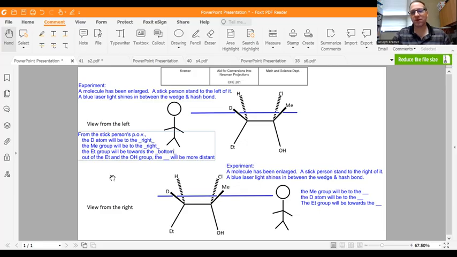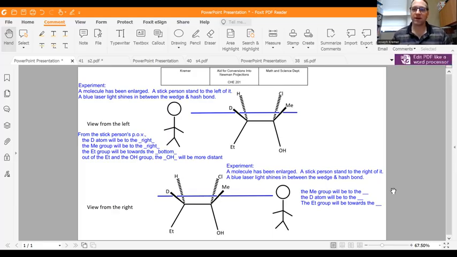In choosing between the ethyl group and the hydroxyl group, OH, which group will be more distant, more away from you? That will be the hydroxyl group. That will be more distant, further away from the person's face. You can measure it in centimeters if you like, or inches. So we'll just take the word for it. So those are our recordings there.